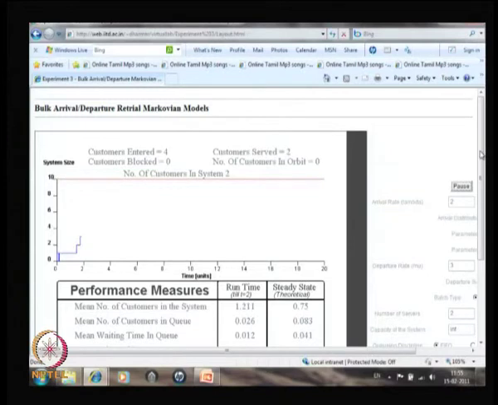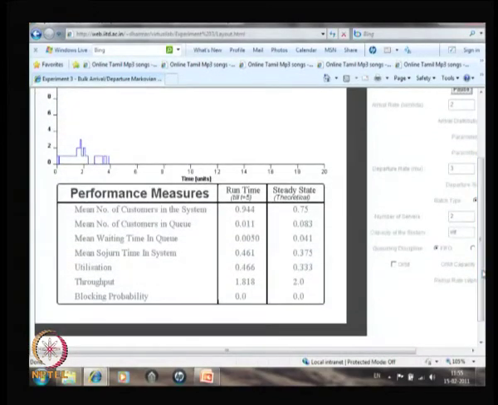Still this is in the testing phase, so some of the things should be removed, some of the things have to be edited. So these are the performance measures for the M/M/2/infinity model. In this experiment also you can remove the bulk arrival and the bulk departure part and so on. You can try the simplest Markovian queuing model also, and one can do the discrete event simulation of that.